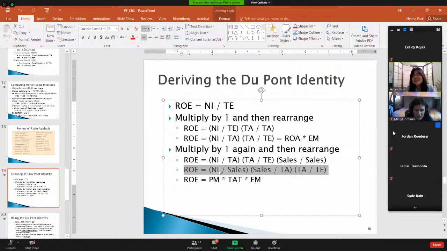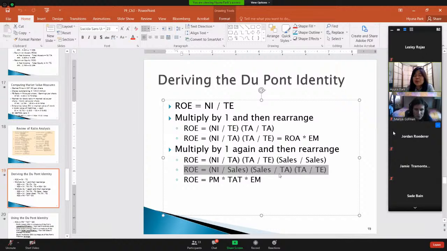So what is net income divided by sales? How much profit, net income, generated out of sales? So that's a profit margin, another profit measure. So profit margin multiplied by what? Sales divided by total asset turnover. So this is an asset utilization ratio. So how much sales were made out of total assets?